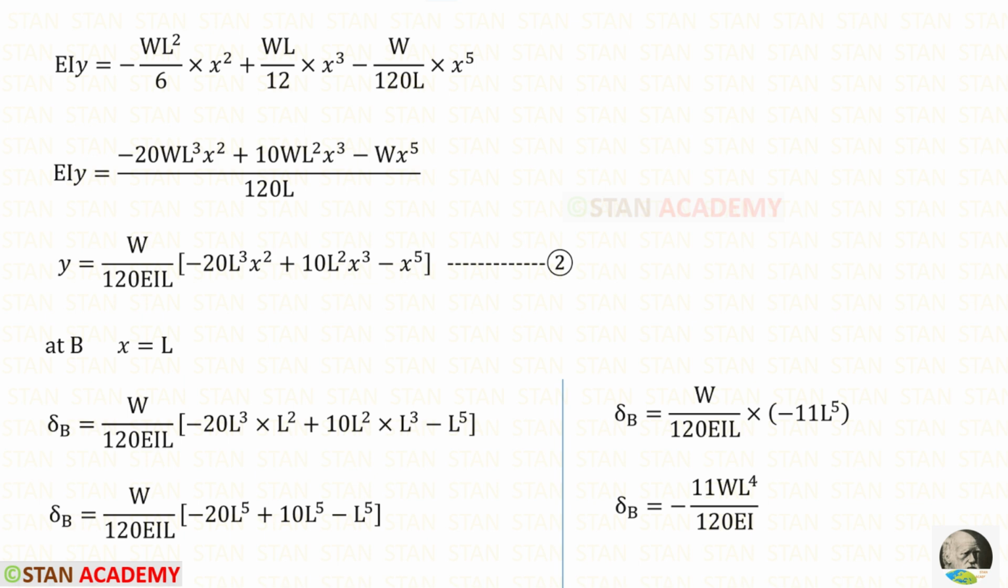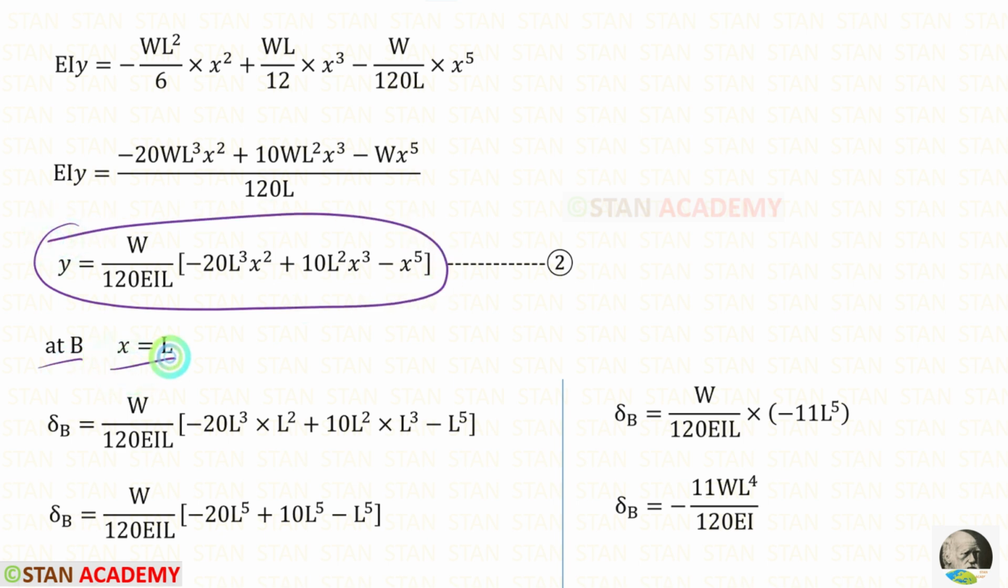Now let us take the deflection equation. We can take LCM. Let us keep 120L as LCM. After simplifying, we will get this. This is the equation for the deflection. At the point B, x will be L. So instead of x, we can apply L. In this way, we can get the deflection at the point B.